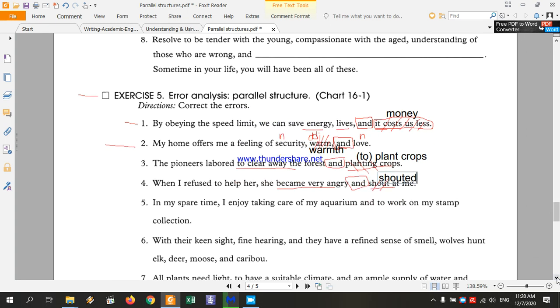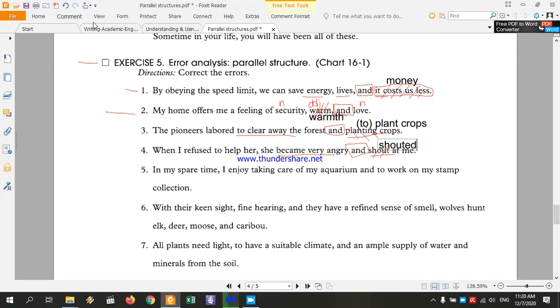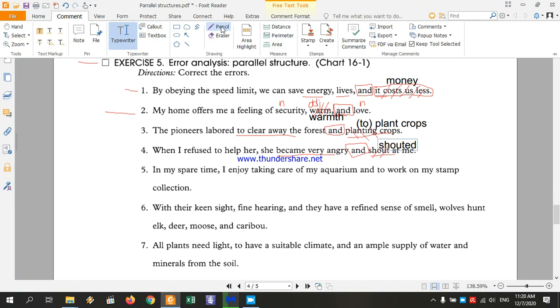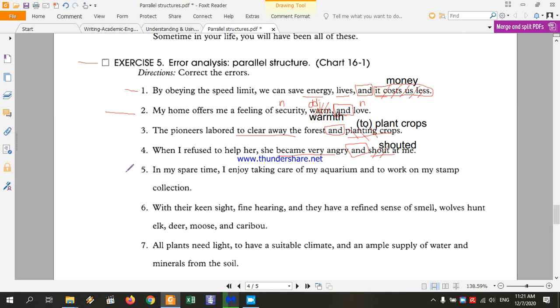Number 5: In my spare time, I enjoy taking care of my aquarium and to work on my stamp collection. Some people have a hobby of collecting stamps, like post stamps. The aquarium is like a small vessel that we put some fish in. It's a vessel of fish, or a bowl of fish.